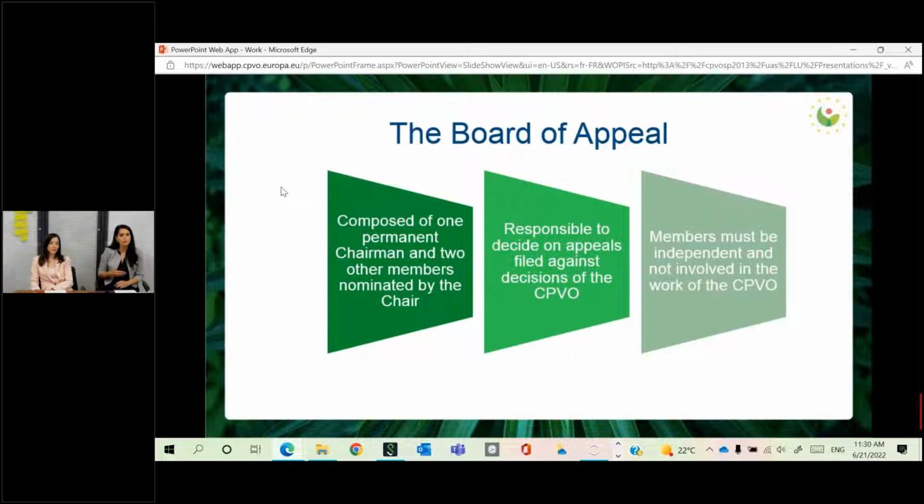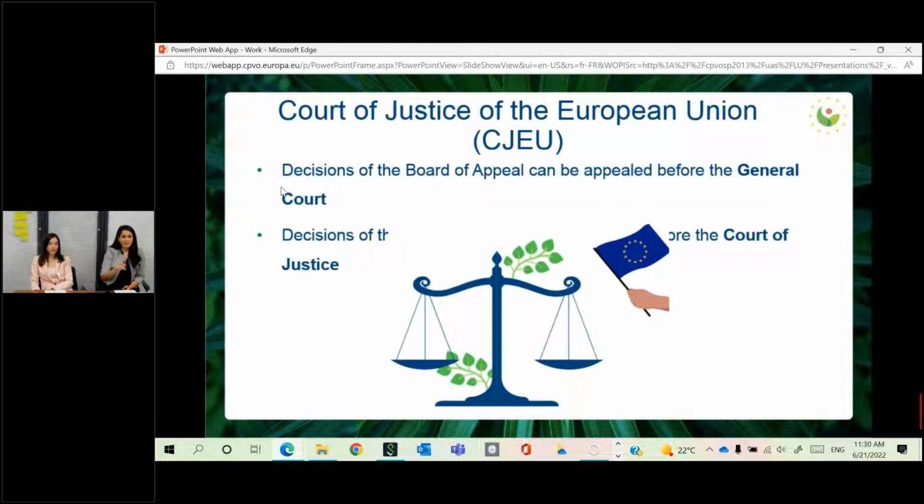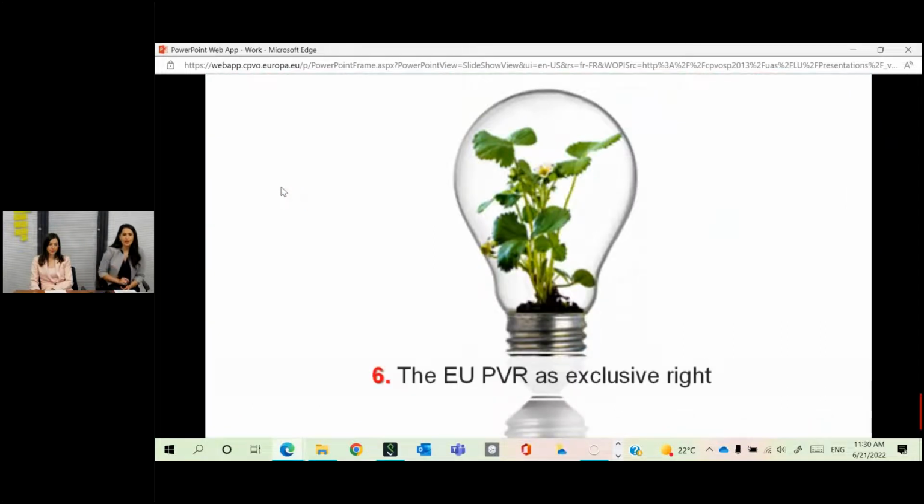This is quite common also for other European Union agencies, including the Trademark Office, for instance, and the Chemical Agency. It is composed of one permanent chairman who decides on a case-by-case basis who are the other members from a list. They are legally and technically qualified, and they should assess whether we took the right decision. If you're not happy with the decision of the Board of Appeal, there's always the possibility to appeal before the General Court and the Court of Justice, which is placed in Luxembourg. And this ends our section on the legal proceedings before the CPVO.